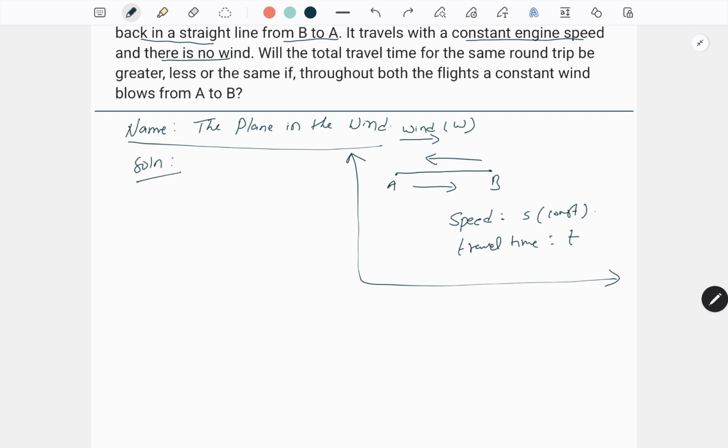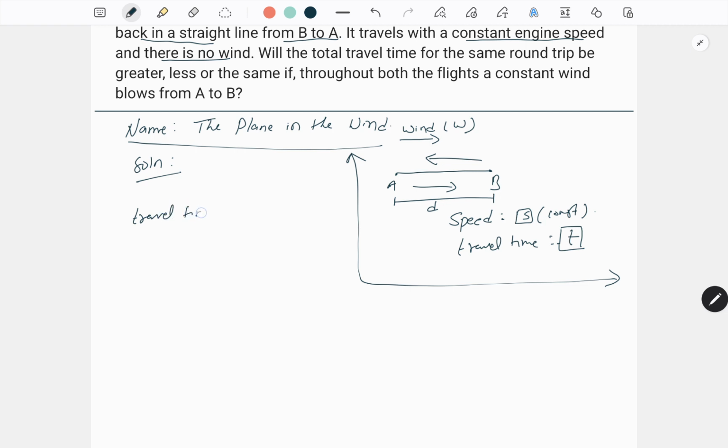All right, guys. So let's see how we can approach solving this problem. We have everything given with us. We have speed given, that is constant, we can assume it as s. And we also assume the time traveled is t. And if we assume the distance between A and B is d, so what can be your travel time?